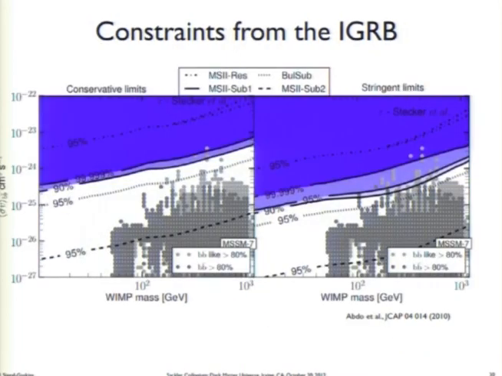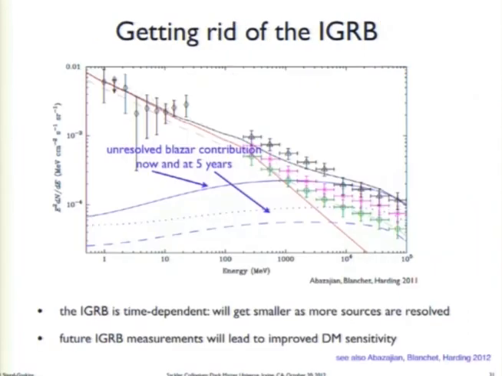All right, I'm going to go through this a bit faster. So Stefan already showed these constraints. They look like they're getting interesting in some cases, not in others. Obviously, they will get much better if we could start tying down what else is making the IGRB. We can also get rid of the IGRB, which is fantastic. It was pointed out by Ajello and collaborators that the IGRB is, in fact, a time-dependent quantity, and as we resolve more and more sources, it's going to get smaller. So future IGRB measurements will naturally lead to an improved dark matter sensitivity, even if we know nothing else about what is making it up.